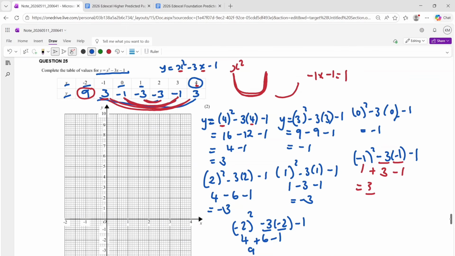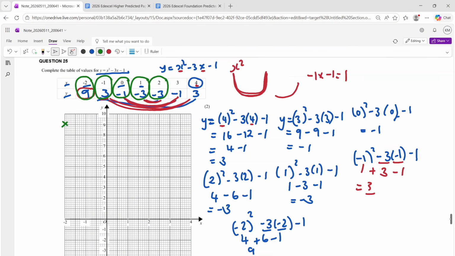Now, when you draw this, you must draw it with a curve. You must plot all your points as coordinates and you must join them up. So these are my coordinate pairs here that I'm going to now plot. You've got an X and you've got a Y. So you're going to plot these on your graph. So I'm going to start with negative 2, 9, and that's going to go here. I'm plotting these in green.